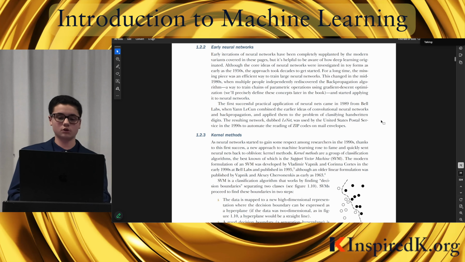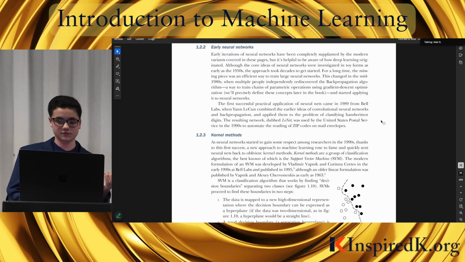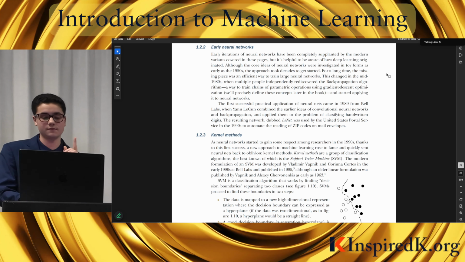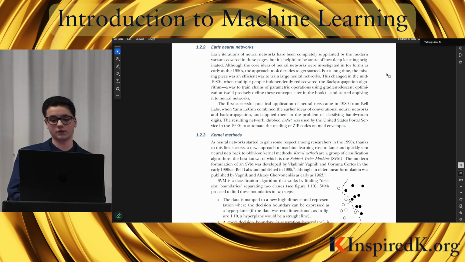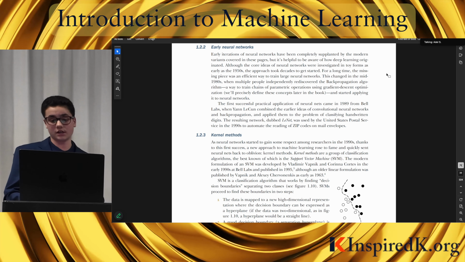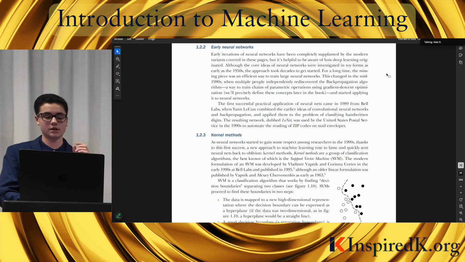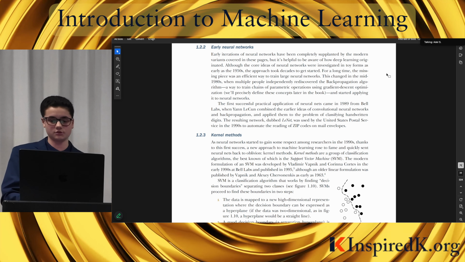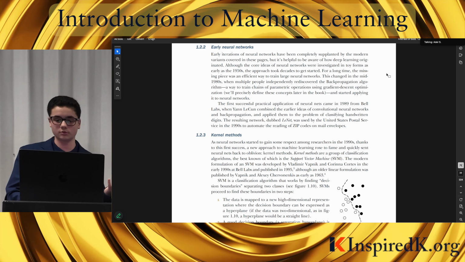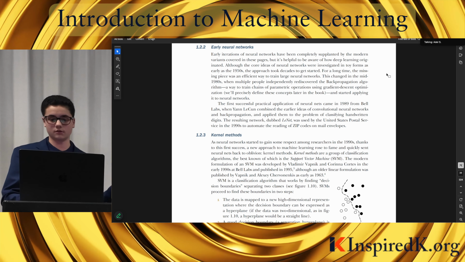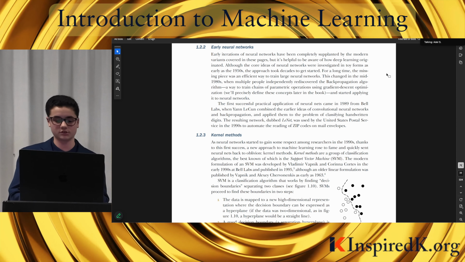Before deep learning, there were also different forms of early neural networks. In fact, in the 1980s, the first successful application of a neural network was implemented in the United States Postal Service, where a neural network called RNNs was used to read zip codes on different envelopes to speed up the processing of packages to be sent quicker to their locations.